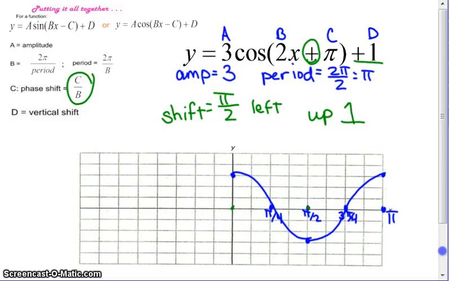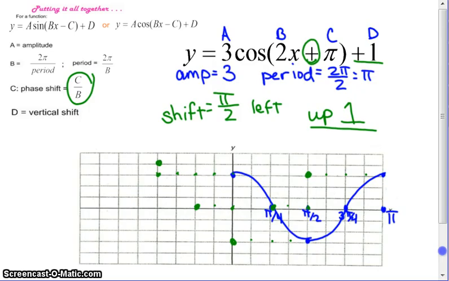So on my graph, that's 1, 2, 3, 4 spaces. Take each key point and go 1, 2, 3, 4 spaces to the left, for each of the five points. Now I've got to take each of those and move them up 1.